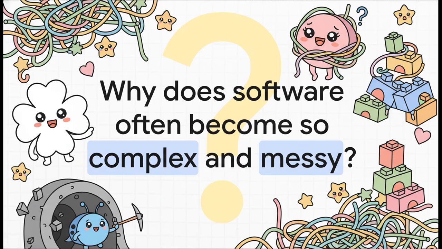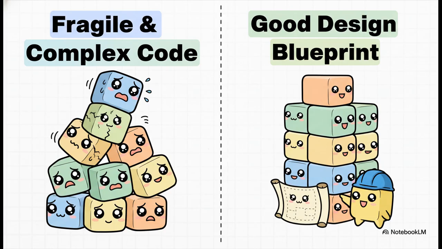Let's just kick things off with a fundamental question, right? It doesn't matter if you're a senior developer or just getting started, you've definitely felt this pain. A project gets bigger, you add a few features, and boom, suddenly, making one tiny change feels like you're trying to solve a Rubik's Cube in the dark. So why does this keep happening? Well, the answer is actually pretty simple.